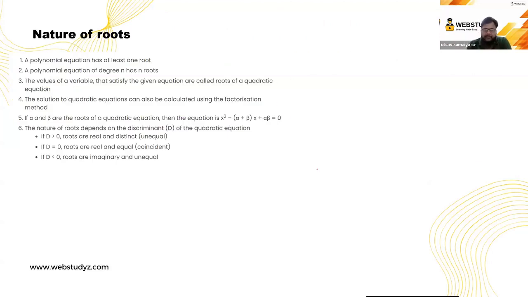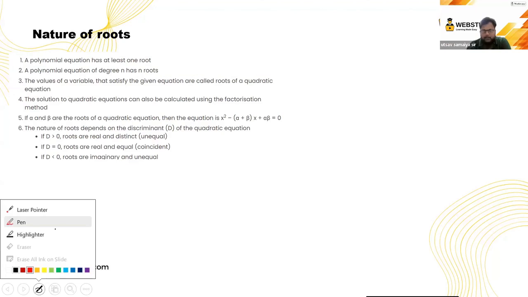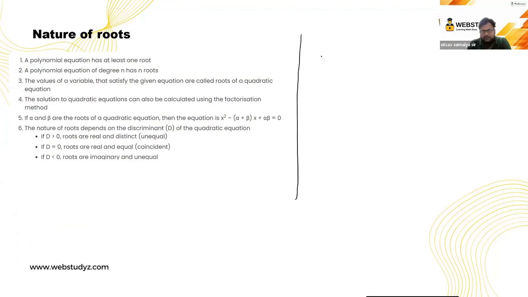Now, depending on the nature of roots, there are certain things which we need to discuss. First, a polynomial equation has at least one root. Second, a polynomial equation of degree n has n roots. So suppose we have a quadratic polynomial, it will have two roots, at most.